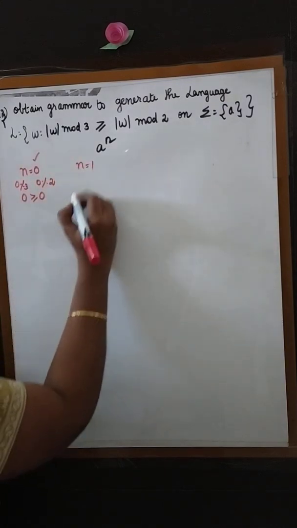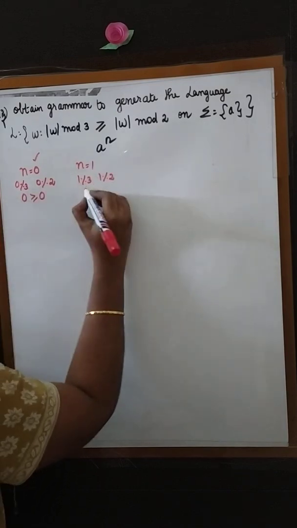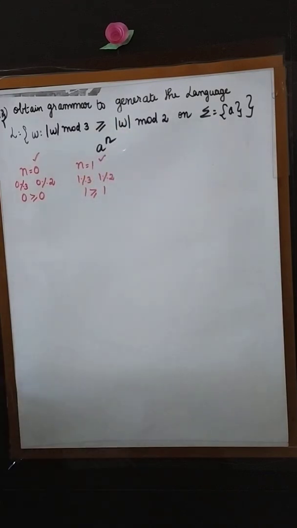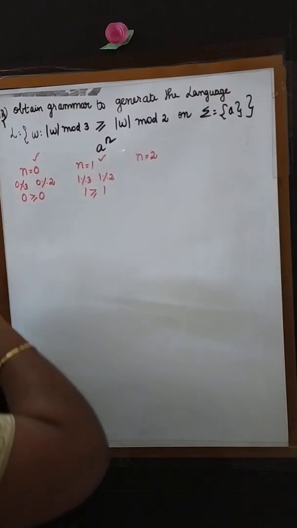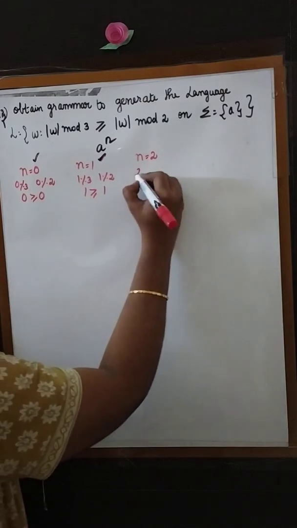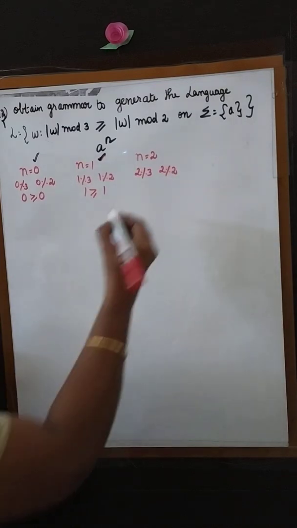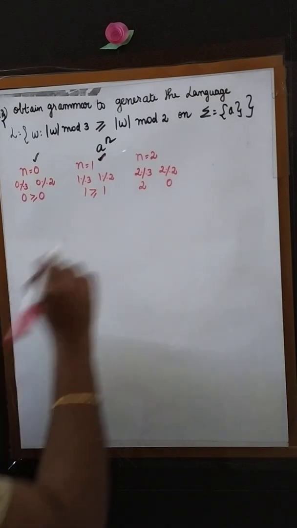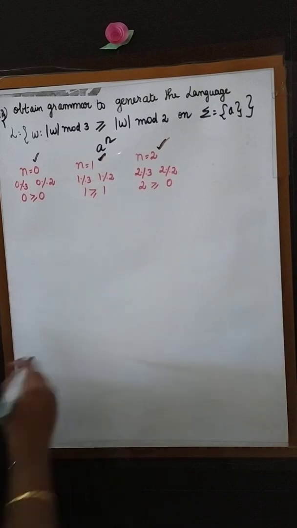Next, when n equal to 1, modulo 3 and then 1 modulo 2. I will get here also 1, here also 1. So the condition is getting satisfied. We'll take n equal to 1 also. Next, when n equal to 2, I'll put it in a different color so it will be easy. Here I'll have 2 modulo 3 and 2 modulo 2, so I will have 2 and then 0, the remainders. Here also the condition is true. So I'll be taking my n equal to 2 also.